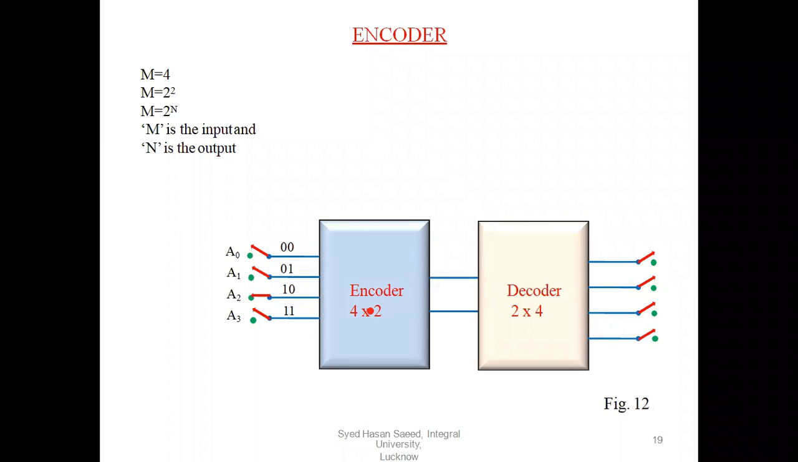See here, there is a combination of 0 0, 0 1, 1 0, 1 1. A0 is nothing but 0 0. A1 is nothing but 0 1. A2 is nothing but 1 0. A3 is nothing but 1 1. So how many outputs will it produce? With 2 power n inputs, it will produce 2 outputs, that is either 1 or 0.